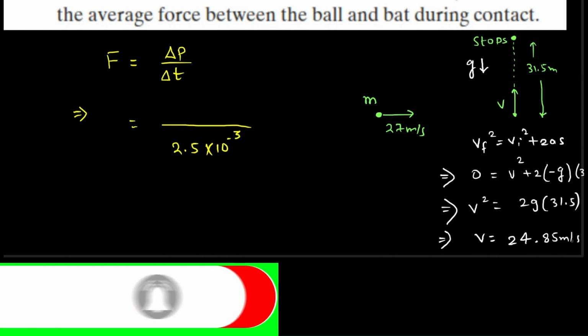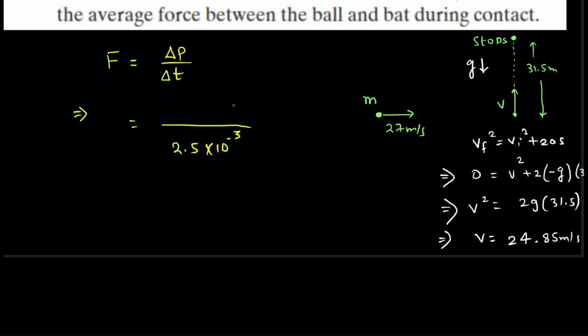v o squared is 617.4. Square root. VO is equal to 24.8 meters per second. Okay, very good. So the change in momentum is P final minus P initial.